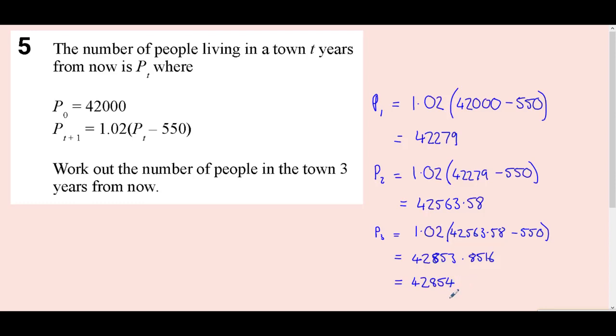I would imagine that this would be a 3-mark question. First mark for doing the correct substitution or getting the correct answer after year 1. The 2nd mark for the correct process to do it 2 more times. And the 3rd mark for getting the correct answer at the end, 42,854 or 42,853 with that one.